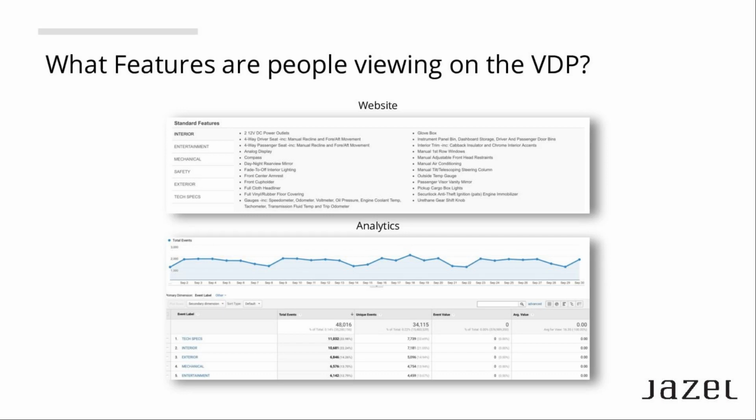And what features are people viewing on the VDP? So on the VDP below, under standard features, you can see that there are the different tabs. And on the second screenshot, in terms of analytics, we see that tech specs was the top interacted with, and then it's interior, exterior. So this is just giving you an idea of what users are doing and how they're interacting with your website. And it's really great to track these kinds of things, because you can dig deep and look at your conversions and how they relate to this.